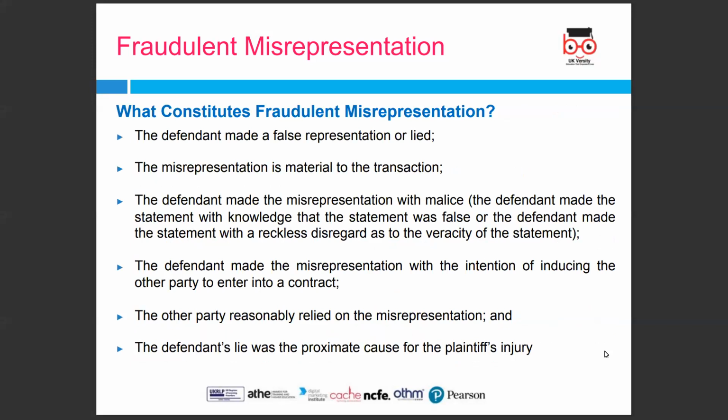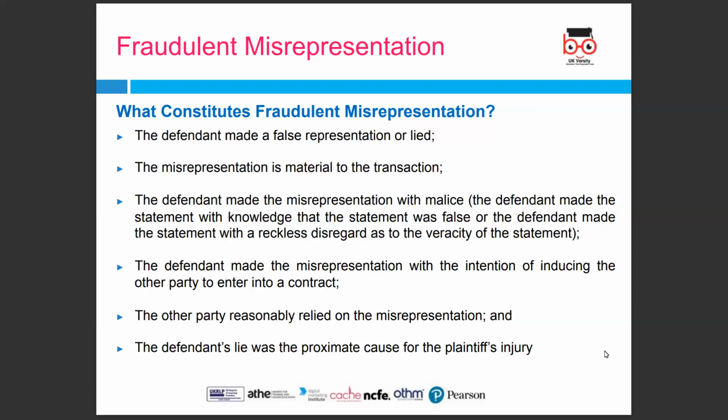What constitutes fraudulent misrepresentation? The defendant made a false representation or lied. The misrepresentation is material to the transaction. The defendant made the misrepresentation with malice. So the defendant made the statement with the knowledge that the statement was false, or the defendant made the statement with a reckless disregard as to the veracity of the statement. The defendant made the misrepresentation with the intention of inducing the other party to enter into a contract. The other party reasonably relied on the misrepresentation, and the defendant's lie was the proximate cause for the plaintiff's injury.